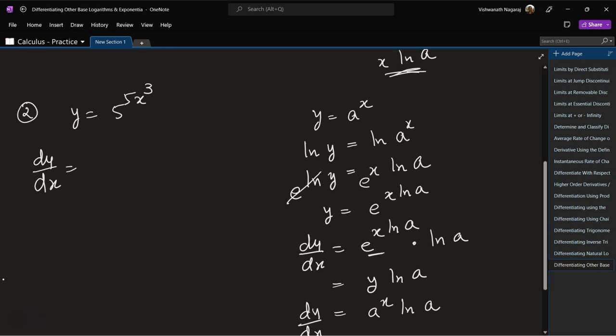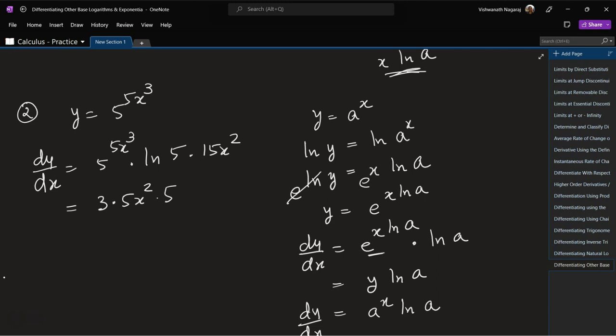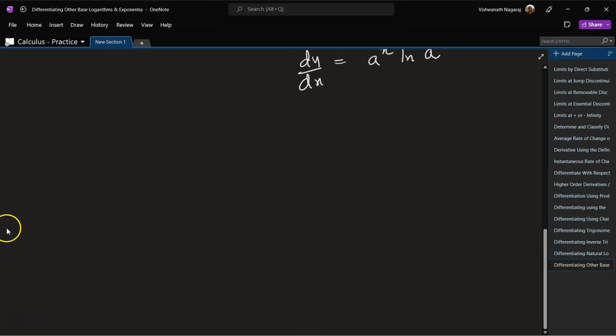Okay, now we know this, let's do this. dy by dx is equal to, here a is, remember, 5 and x is 5x cubed. So 5 to the power of 5x cubed times ln of a, which is ln 5. Now we have to differentiate the exponent. So 15x square, which means the derivative is 3 times 5x square, and then we have 5 to the power of 5x cube times ln of 5. Now if we combine this 5 and this, we can write it as 3x square 5 to the power of 5x cube plus 1 ln of 5. Okay, that was the second one.